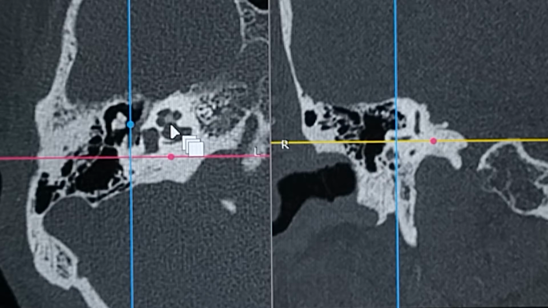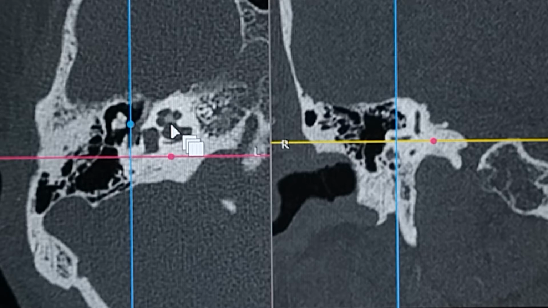Okay, so one of the contents of the IAC is the cochlear nerve, which is basically anterior inferior. Anterior superior is the facial nerve. Anterior inferior is the cochlear nerve. Posterior superior is the superior vestibular nerve. Posterior inferior is the inferior vestibular nerve, and then there's one more nerve, the singular nerve, which supplies the posterior most part of the posterior semicircular canal. Okay, so that is basically the architecture.